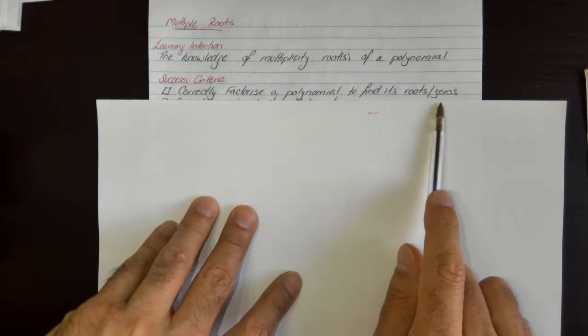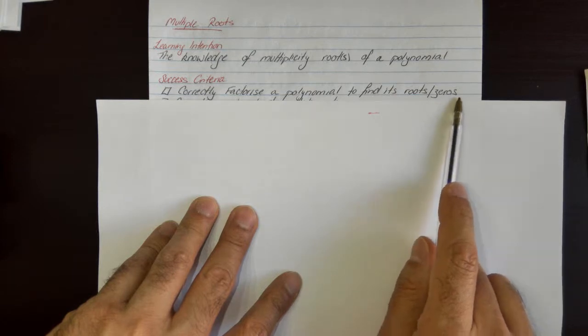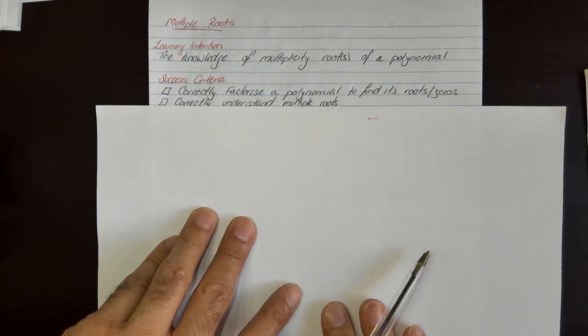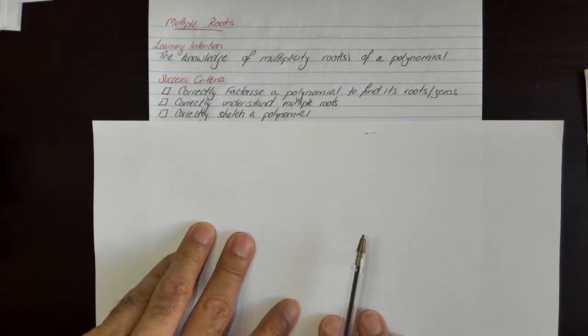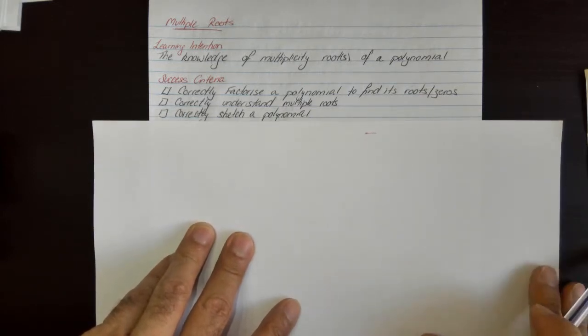Another word for roots would be the zeros. Graphically, it's the x-intercepts. Correctly understand what multiple roots are. Correctly sketch a polynomial. That's how we will be successful.